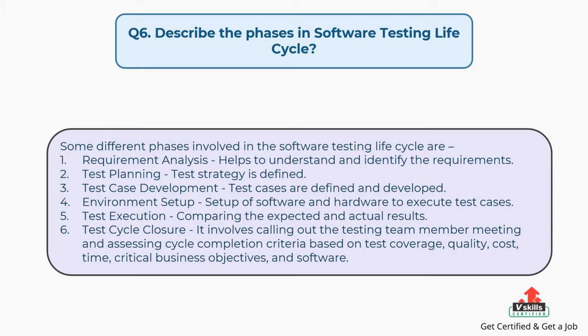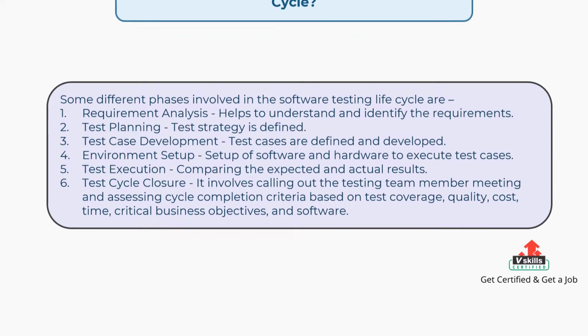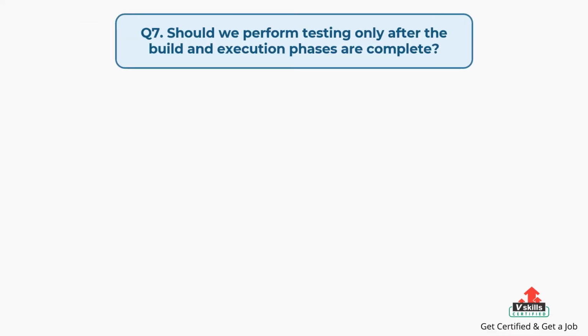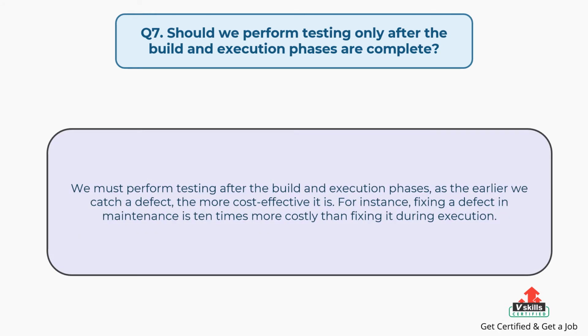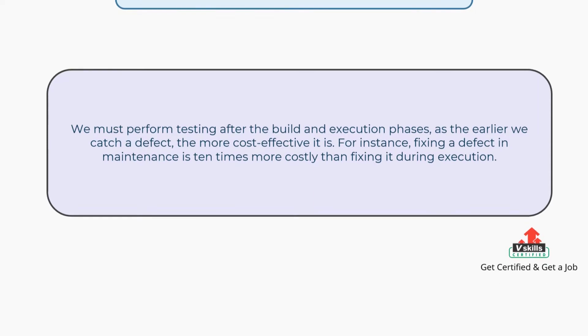Sixth, test cycle closure. It involves calling out the testing team member meeting and assessing cycle completion criteria based on test coverage, quality, cost, time, critical business objectives, and software. Question number 7. Should we perform testing only after the build and execution phases are complete? The answer is: we must perform testing after the build and execution phases, as the earlier we catch a defect, the more cost-effective it is. For instance, fixing a defect in maintenance is 10 times more costly than fixing it during execution.